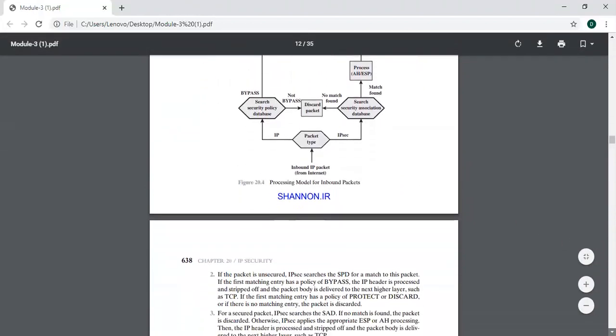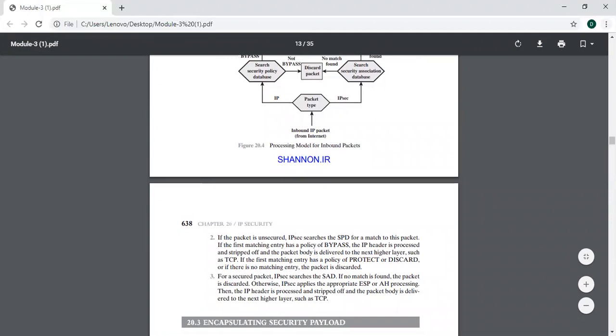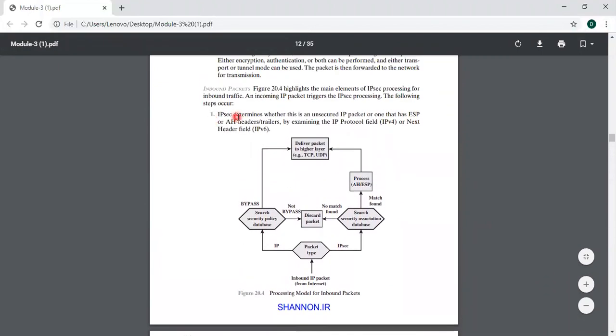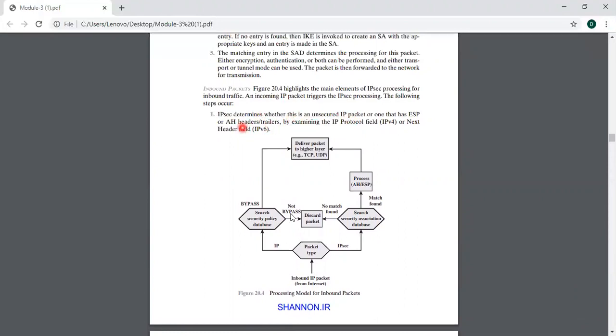So here they have explained. We can see the first step: IP security determines whether this is an unsecured IP packet or one that has an encapsulating security payload. So here the packet is received, then we test the packet type, whether it is secured or unsecured. If it is unsecured, it is transmitted this way. If it is secured, it is transmitted on the right side. It determines this by examining the IP protocol field or the next header field.